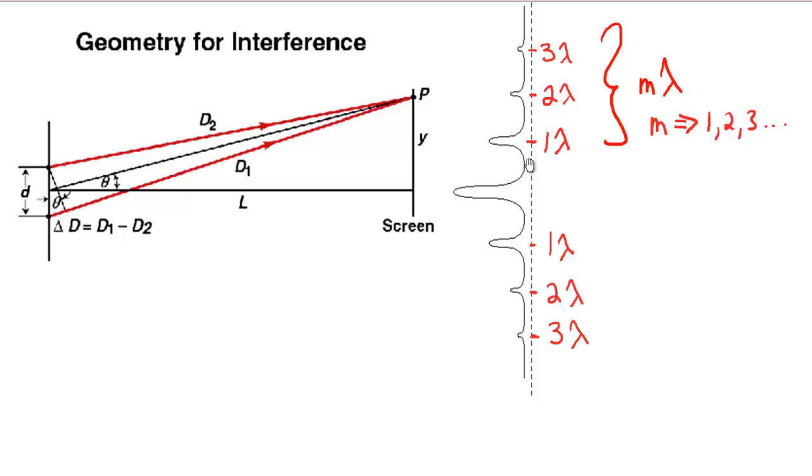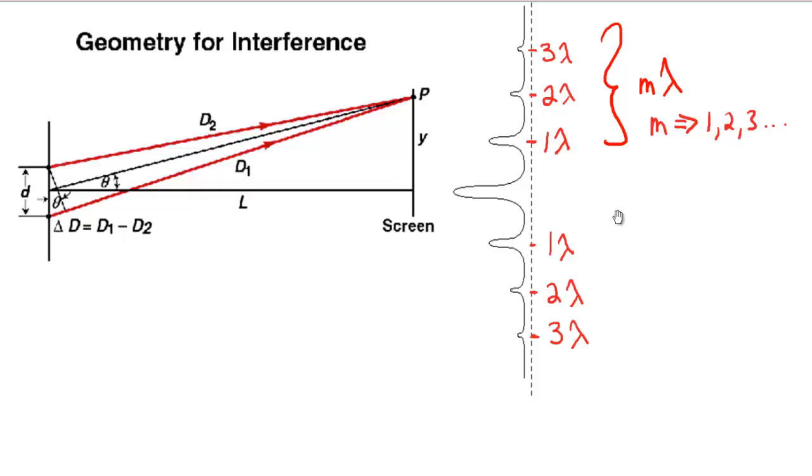Now let's look at our dark spots, or our nodes. If the wave hit where my hand is located right here, the bottom wave will have traveled 1/2 a wavelength further than the top and will be exactly out of sync by half a wavelength, and you'll get destructive interference. If we move to the next node, it would have traveled 1.5 wavelengths further, 2.5 wavelengths further, etc.